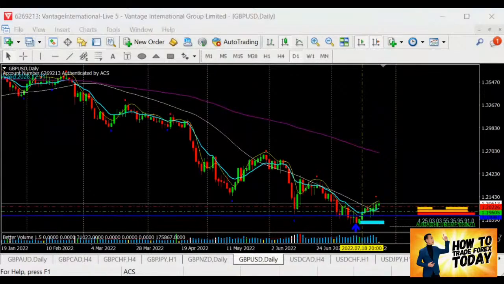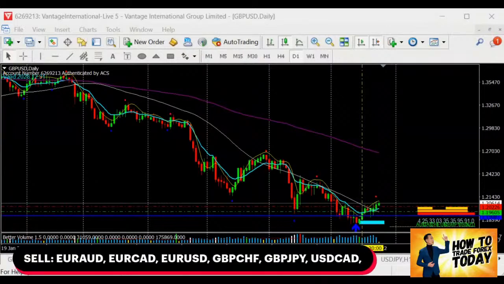Let's see what do we have. So we have Euro Aussie, EURCAD, Euro Dollar, Pound Franc, Pound Yen, and Dollar CAD. We are going to focus on all these pairs today for selling. So we need some patience, just in case we need some space so that it will go and test the resistance before we take action.